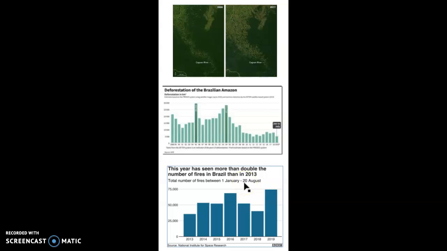Hopefully, long term, that will improve, because the Amazon is a large part of our carbon cycle, and the Amazon is home to many species, and deforestation is really bad for local, regional, and global issues. And that's enough for today.